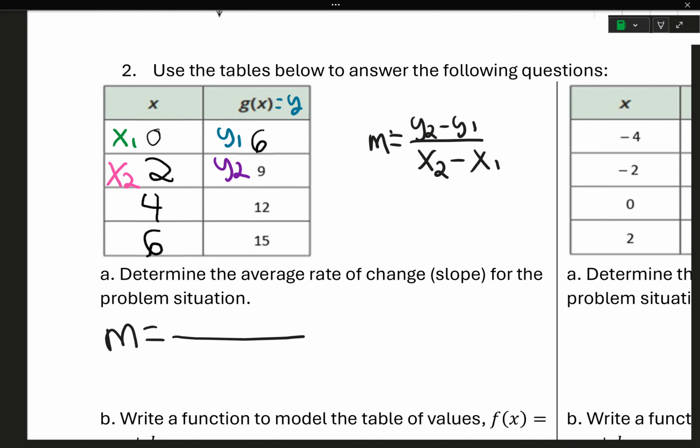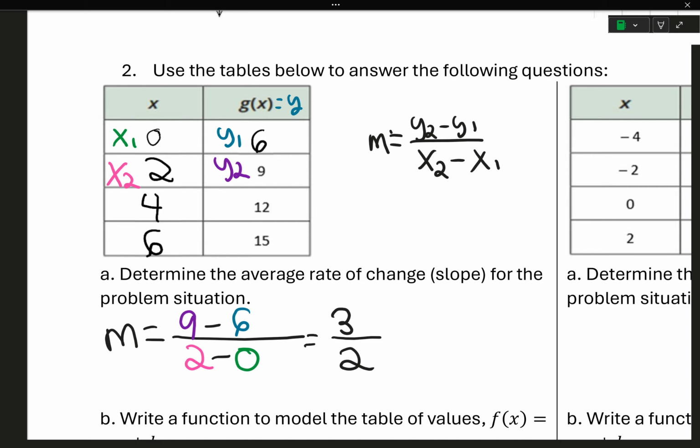Okay, let's follow the formula. y2 is 9 minus y1, which is 6. On the bottom, x2 is 2 minus x1, which is 0. 9 minus 6 is 3. 2 minus 0 is 2. Can we reduce 3 over 2?